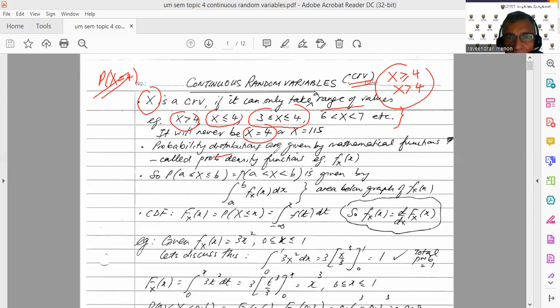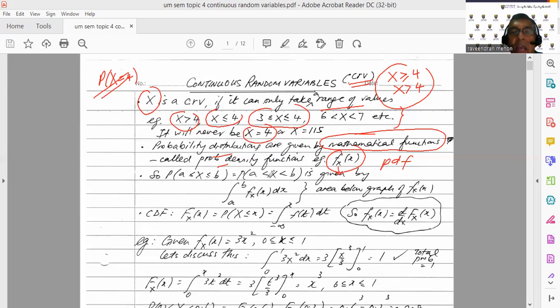Probability distributions for continuous random variables are given by mathematical functions, and they're known as probability density functions, PDF. Let me say that very important point again: probability distributions for continuous random variables are given by mathematical functions, and they are called probability density functions. This is your notation, small case f, and this one is the random variable that we are talking about.